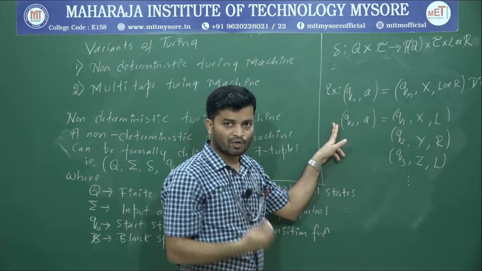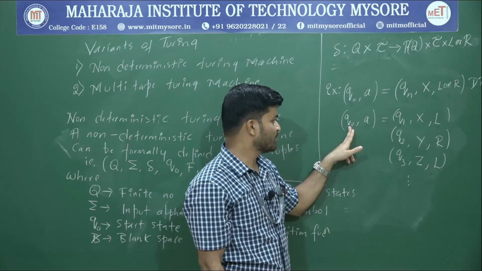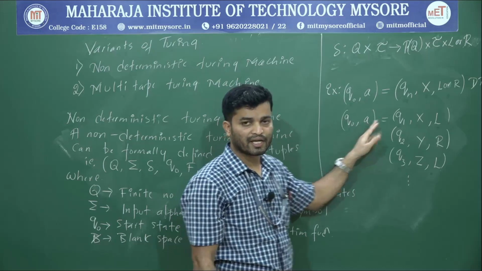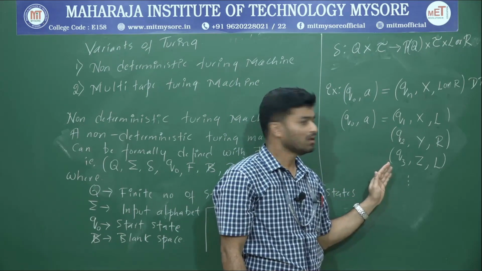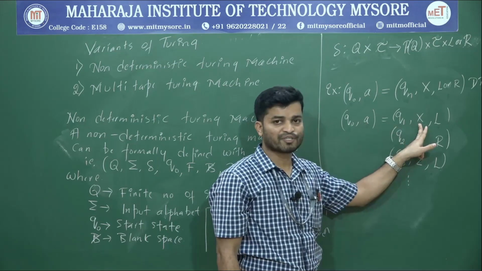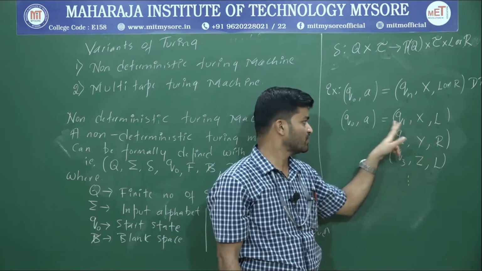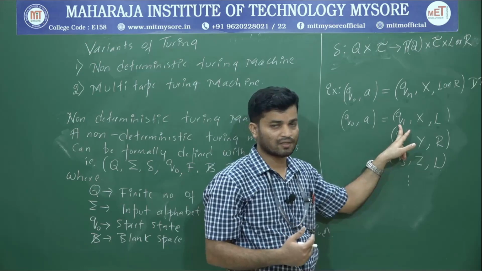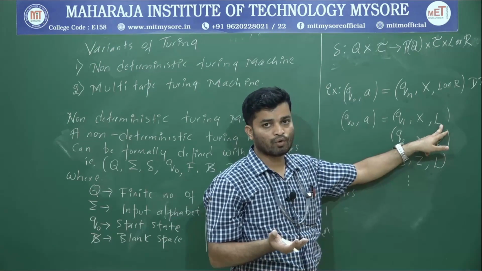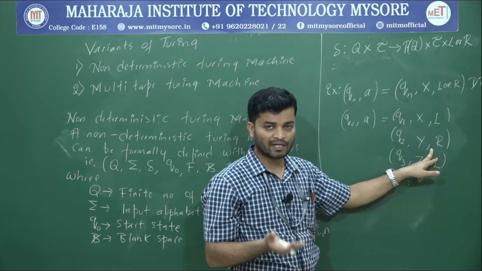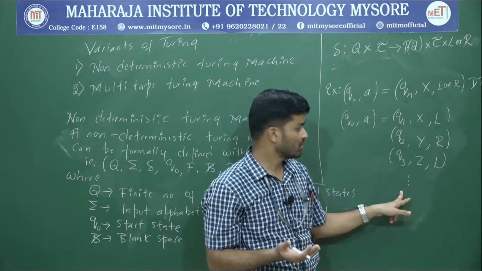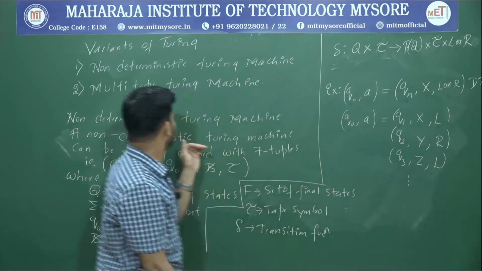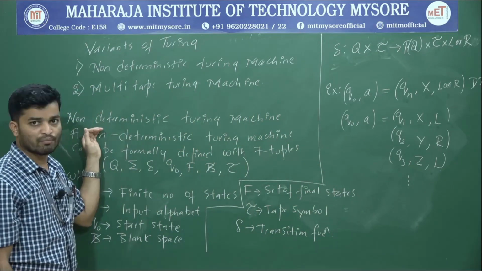Suppose you consider a non-deterministic Turing machine. If you are in some state and you get some input, it can take more than one transition, but that should be a finite number, and this a will be replaced with some special symbol. It depends on the state for which it has taken the transition, and it can move to the left hand side or to the right hand side, and that also totally depends on the state for which it has taken the transition. This is with respect to a non-deterministic Turing machine.